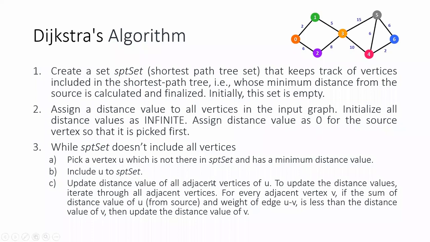So when you start to travel, the rules to follow are: pick a vertex U that is not in the set and has the minimum distance value. Then you include U in the set. Then update the distance values of all adjacent vertices of U. With the adjacent vertices, you need to calculate the total path that you are able to travel to the destinations. Then you pick the one with the shortest.